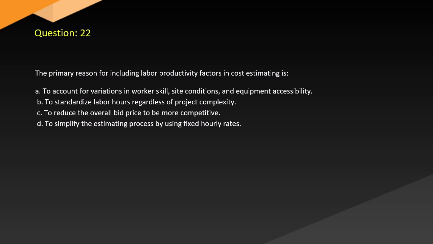Question 22. The primary reason for including labor productivity factors in cost estimating is: A. To account for variations in worker skill, site conditions, and equipment accessibility. B. To standardize labor hours regardless of project complexity. C. To reduce the overall bid price to be more competitive. D. To simplify the estimating process by using fixed hourly rates.